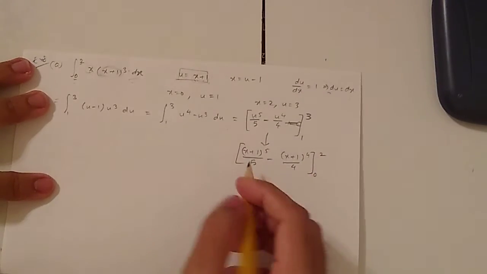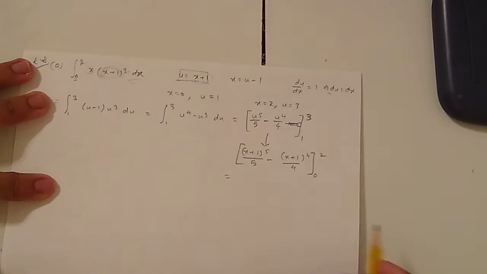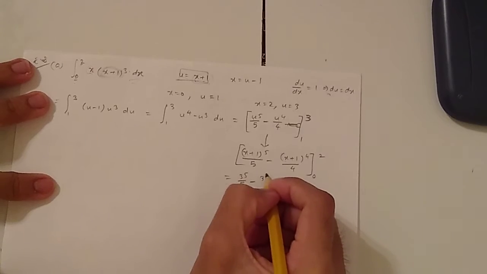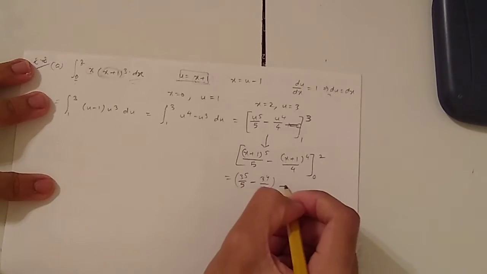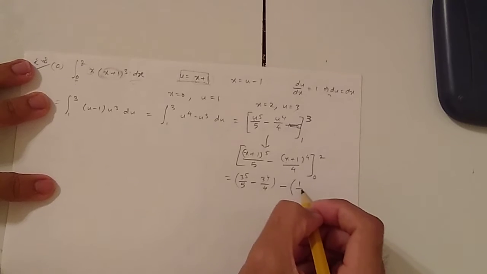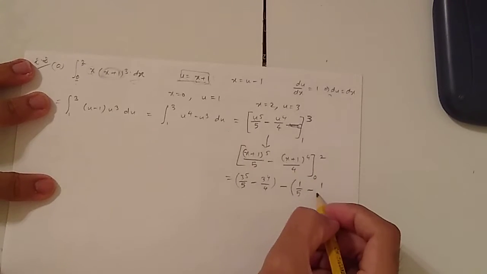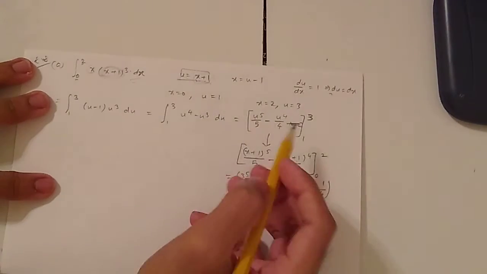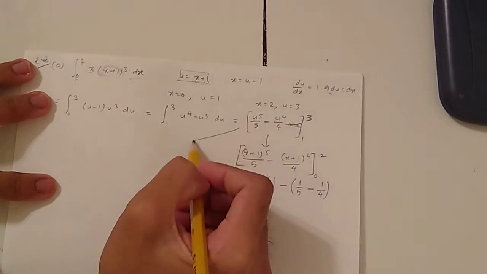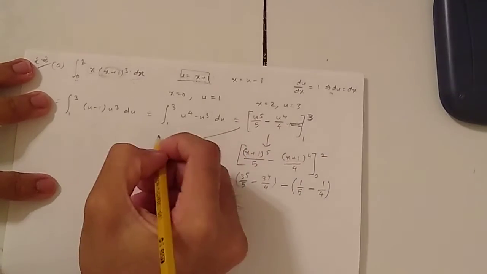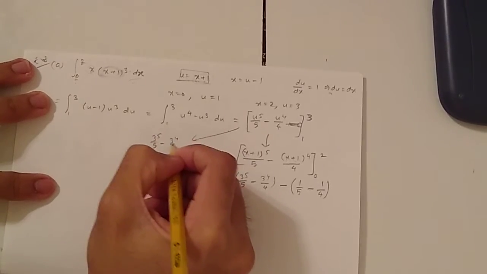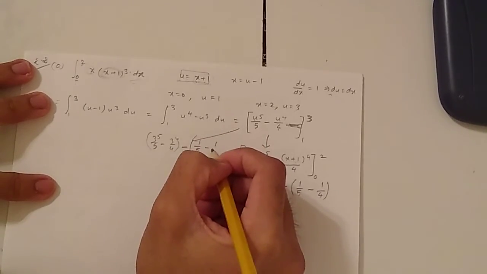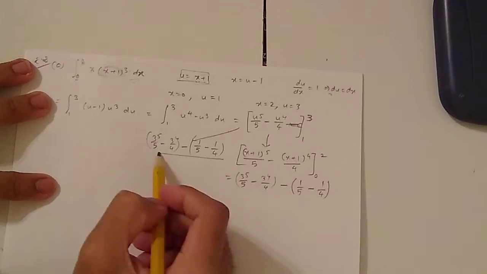So this one, if you evaluate it, substitute 2, you get 3 raised to 5 by 5 minus 3 raised to 4 by 4. Substitute 0, you get 1 raised to 5 by 5 minus 1 raised to 4 by 4, and this is what you get. On the other hand, you could substitute 1 and 3 into the u expression as well, and you get the same thing. Substitute 3 for the first one, you get 3 raised to 5 by 5 minus 3 raised to 4 by 4. Substitute 1 for the second part, you get 1 by 5 minus 1 by 4. So in both the cases you're getting the same answer.